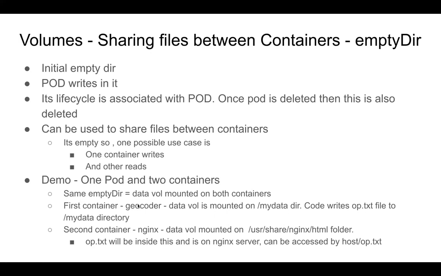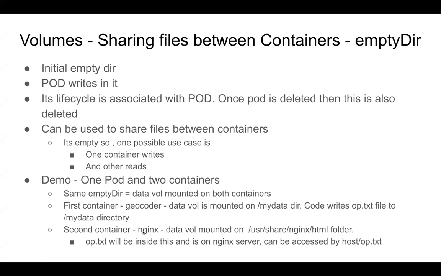The first container, I have a sort of project called geocoder. In that project I have an image of that, so there will be a container created out of that image. What that application does is the data volume is mounted into this directory /mydata, and we'll see in YAML how it's mounted. This code writes to a file, opt.txt, to this directory. Now the second container is the Nginx container.